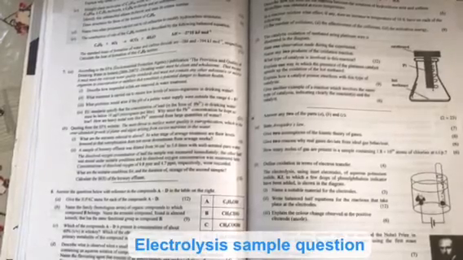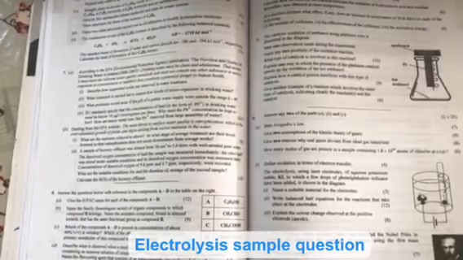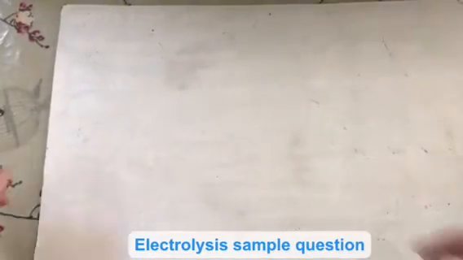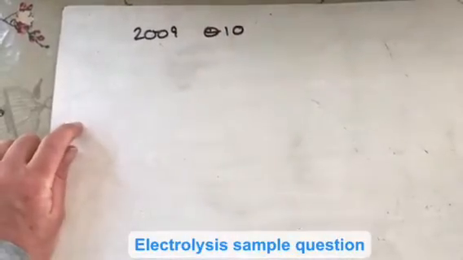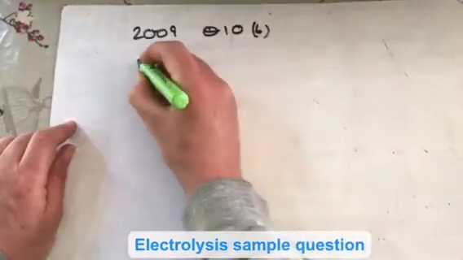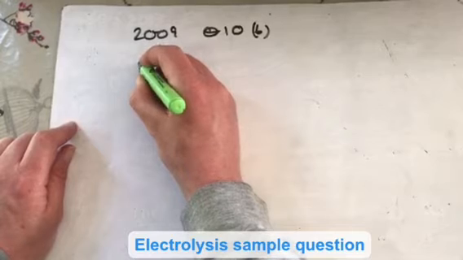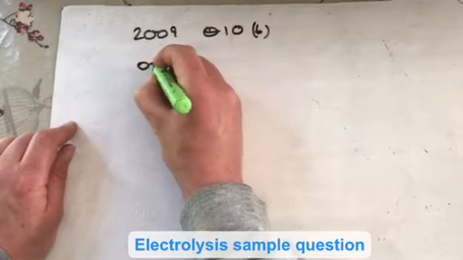So electrolysis questions, girls, I know it's a bit of a pain to go away and learn all your half equations, but they do tend to be quite straightforward and there's no maths involved, okay? So let's give that a go. Okay, so 2009, Question 10B. First of all, what is oxidation in terms of electron transfer?